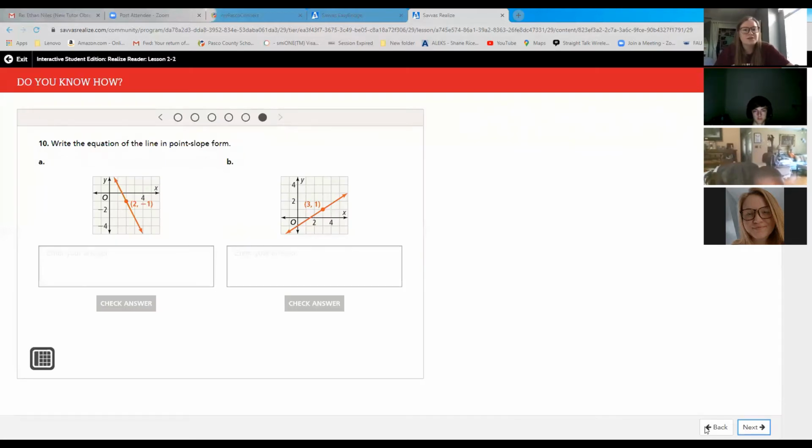So write the equation of the line in point slope form. Okay, so here we're gonna have to do a little bit more. So we're gonna write the equations in point slope form. I want you to try these by yourself if possible.